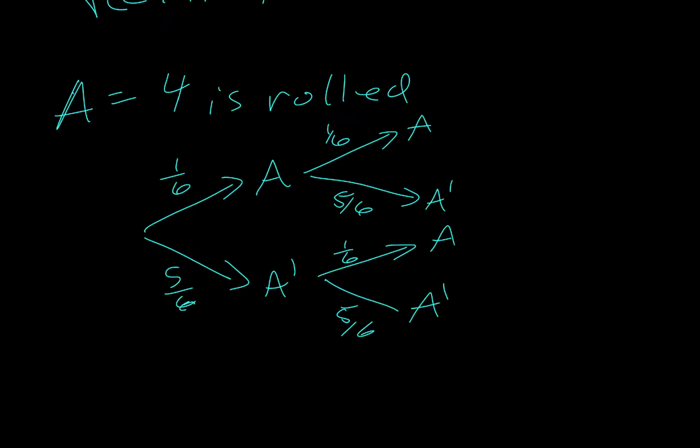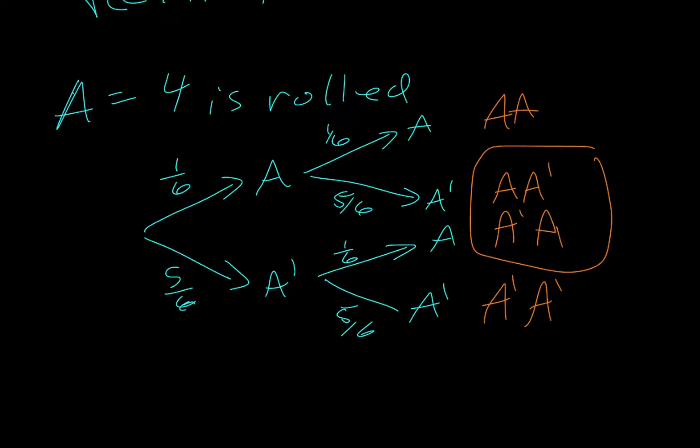And what was the question again? Let's see. Determine the probability that exactly one 4 is rolled. So if we do this, this would be AA. This would be A, not A. This would be not A, A. And then this would be not A, not A. So we want exactly 1. These are the two situations we care about, and those are the only ones we have to look at.